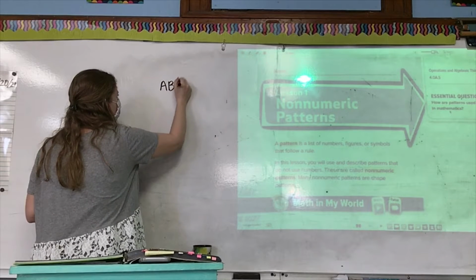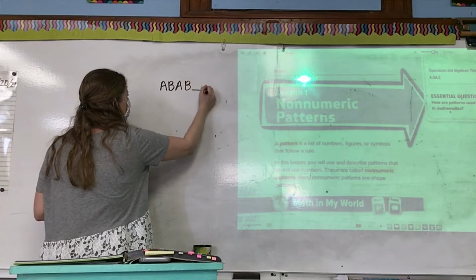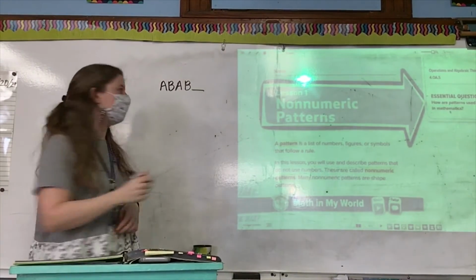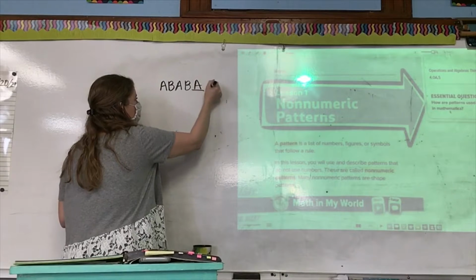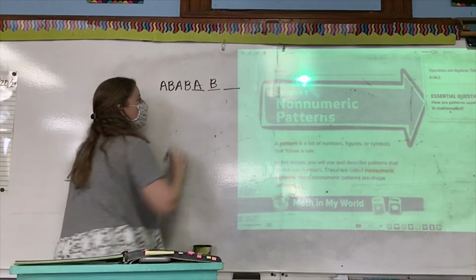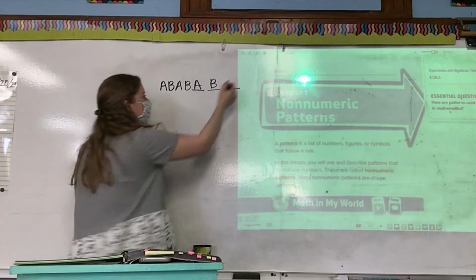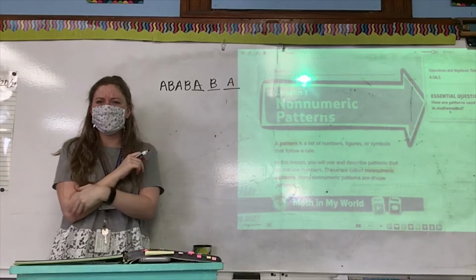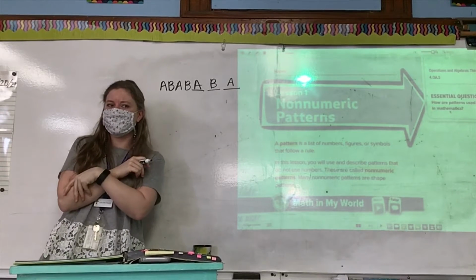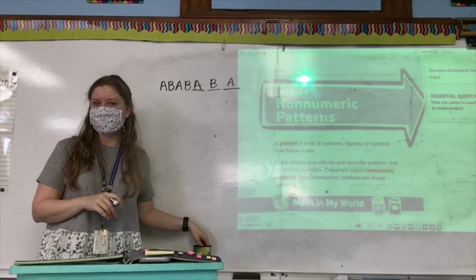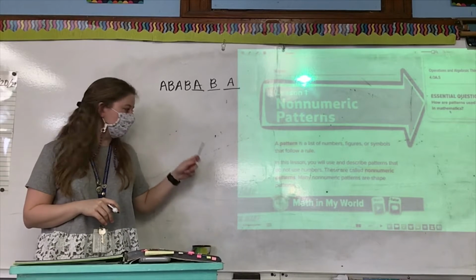A, B, A, B. What will come next, Ethan? A. Next. And let's go one more. A. Yes, the pattern is that A, B repeats. Who can think of another pattern with letters that's a little bit more difficult? Keep your hand up and I'll pick a stick until I get your hand.